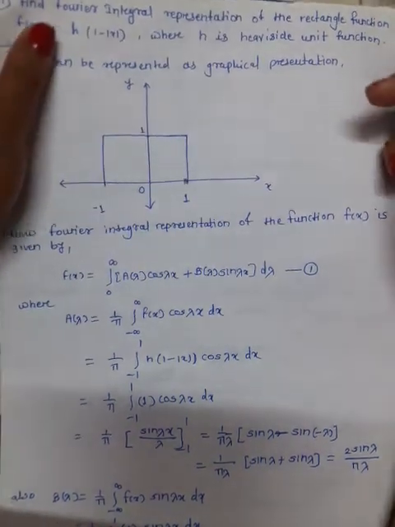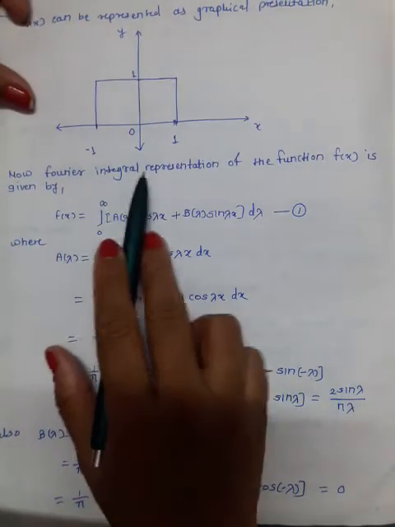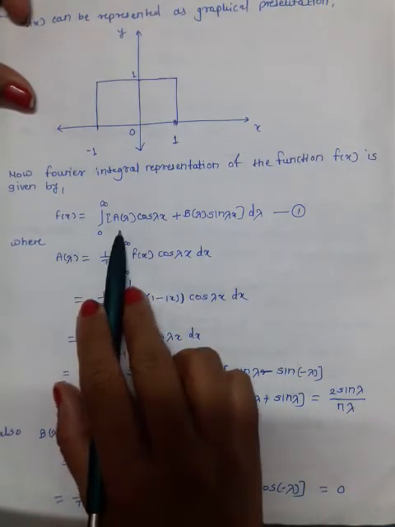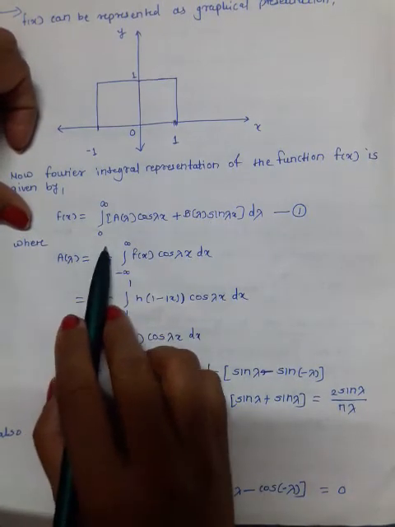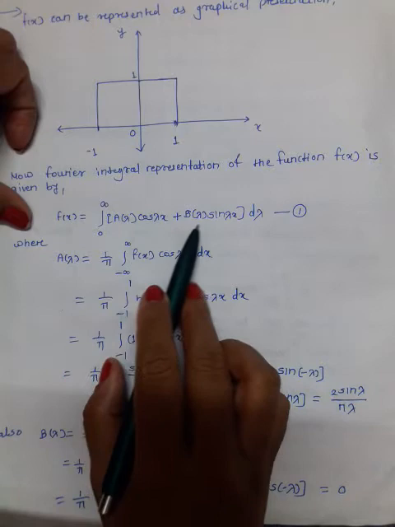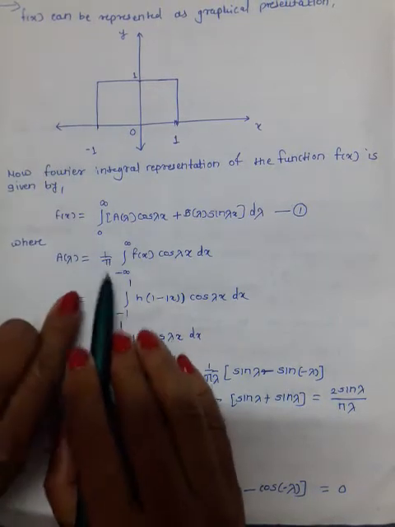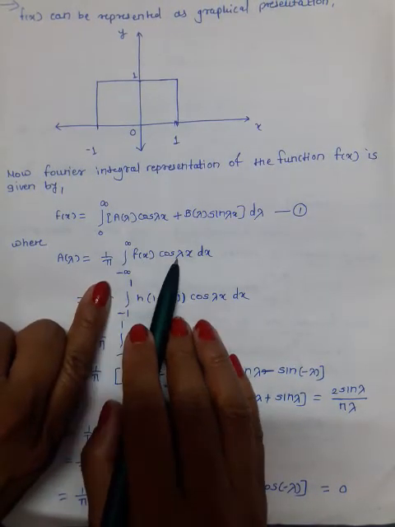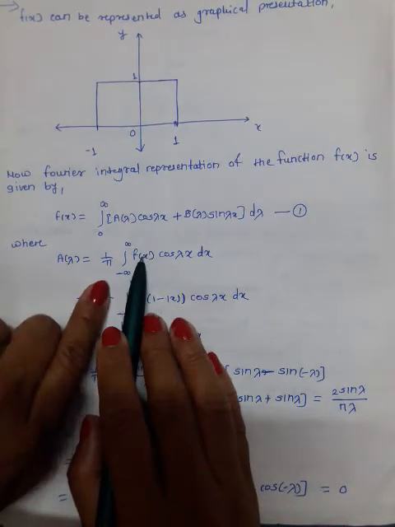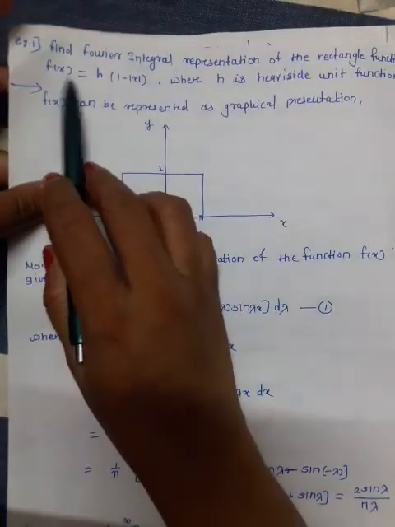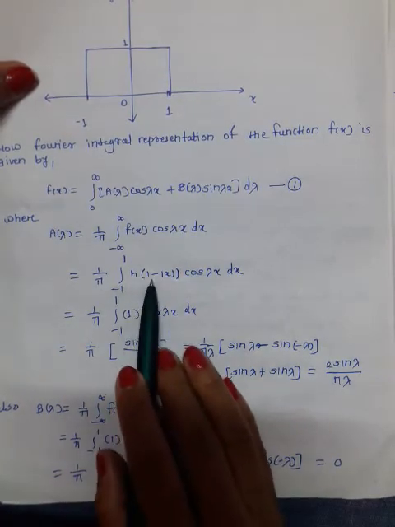Now we know the Fourier integral representation of f(x) is given by this formula. This is the definition, and you have to mug up this formula. f(x) is equal to integration from 0 to infinity of A(lambda) cos(lambda x) plus B(lambda) sin(lambda x), where A(lambda) and B(lambda) we have to find out. What is A(lambda)? 1 upon pi, integration from minus infinity to plus infinity, f(x) cos(lambda x) dx. Now we have to put the value of f(x) here. What is our function? The Heaviside unit step function. So this is equal to 1 upon pi, H of (1 minus mod x).